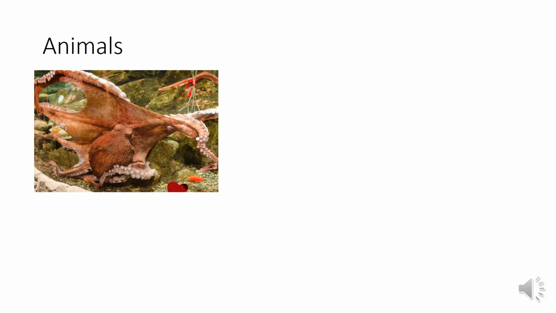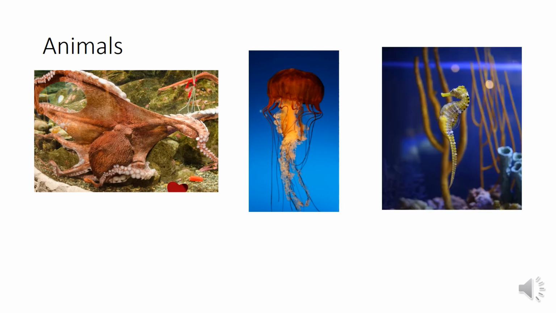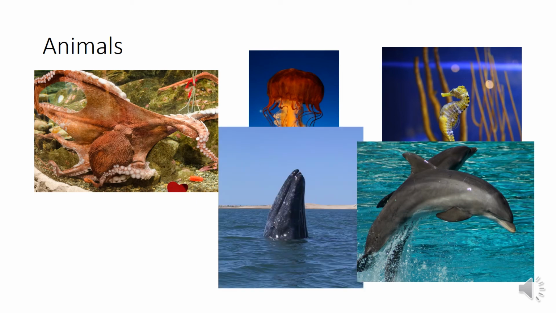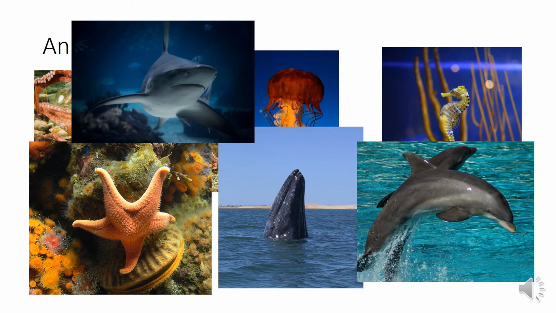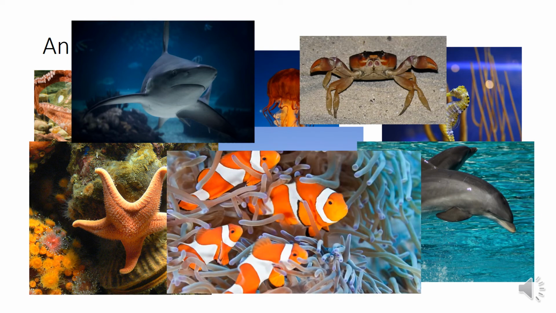Now, when I was researching, so looking about the animals that live in the oceans or under the sea, I already knew some. So we've got octopuses, jellyfish, seahorses, dolphins, whales, starfish, sharks, crabs, and lots of different fish.